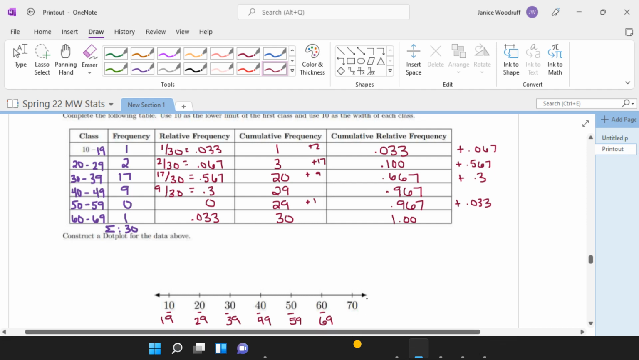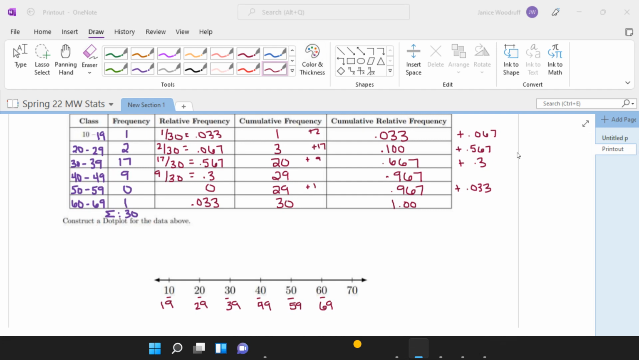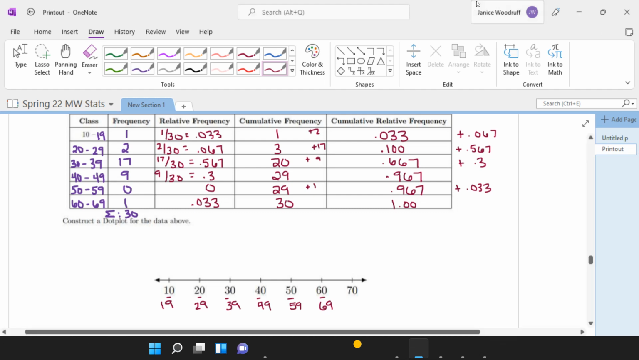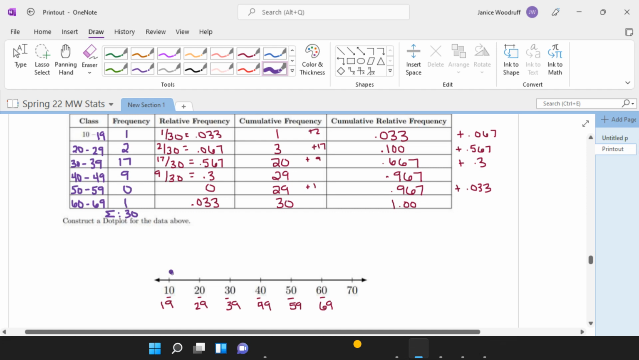The dot plot really is almost like a bar graph. You're just doing the frequencies for each one, and instead of doing a bar, you're just doing the number of dots for each category. So here I would make this a really thicker dot. And then just make a dot for each category. So in 10 to 19, I've got 1, so I just do a dot there at 10 to 19.